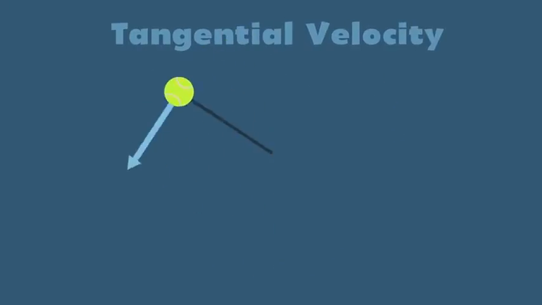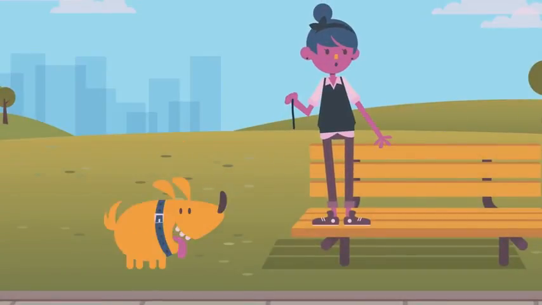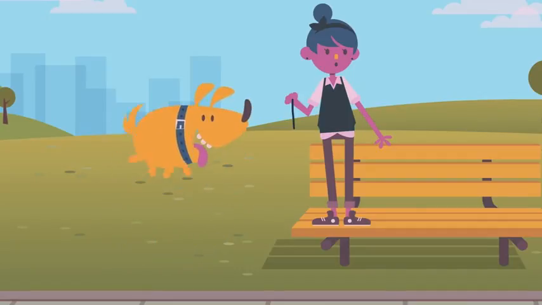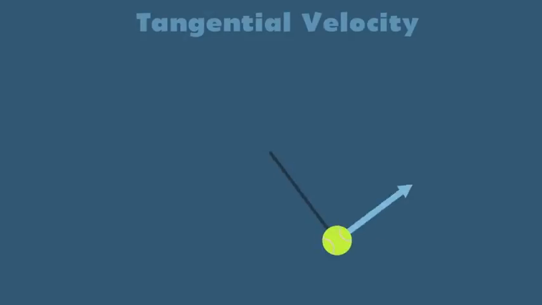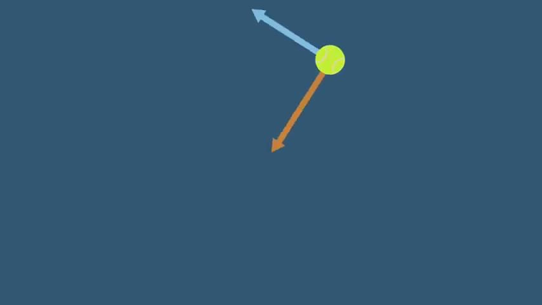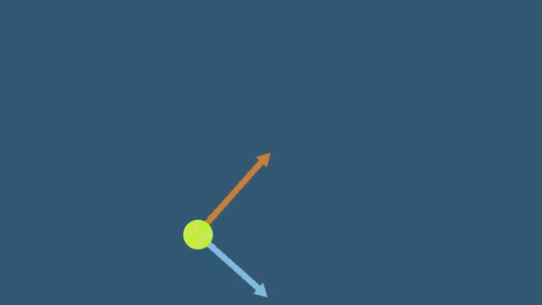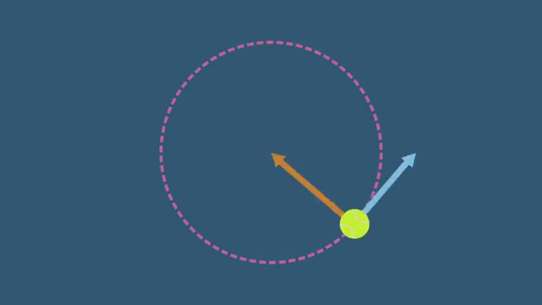The ball has a tangential velocity, so if you suddenly cut the string, it would fly off in whatever the tangential direction was at the moment you made the cut. But assuming you don't cut the string and you keep swinging, the ball's tangential velocity is constantly changing direction. This means the ball is accelerating, and the reason it's accelerating is due to the centripetal force. The centripetal force acting on the ball is constantly directing the ball towards the center of the circle, your hand. This, combined with the ball's velocity, keeps the ball swinging in a circle.